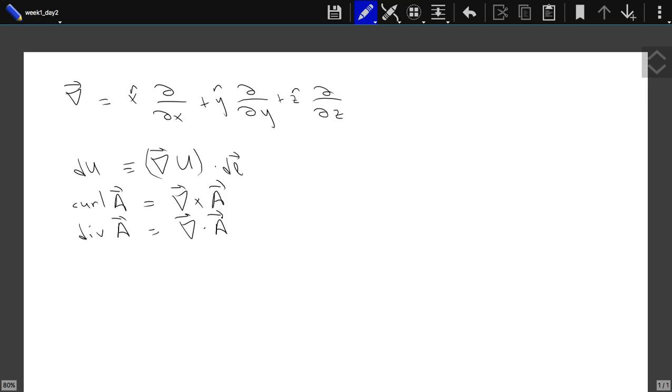Today we will start with a physical intuition on what the curl and the divergence are, and then continue with probably the Dirac delta, and that's it. Now, any questions?